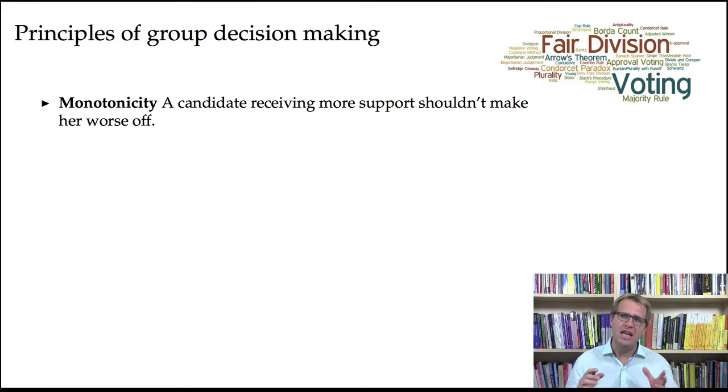Another natural condition is monotonicity. What monotonicity says is that a candidate receiving more support shouldn't ever make her worse off. I need to specify a bit more about what more support actually means. But intuitively, imagine two election situations. One in which candidate A is ranked above candidate B by a group of voters, and another in which candidate B is actually ranked above candidate A.